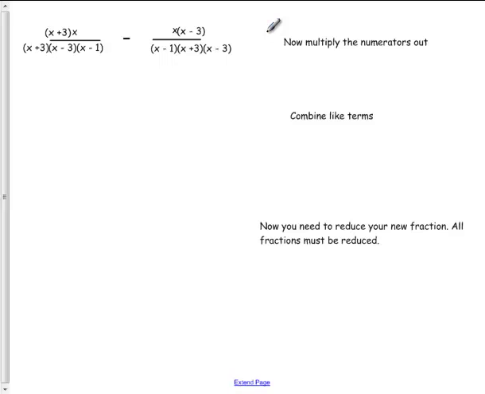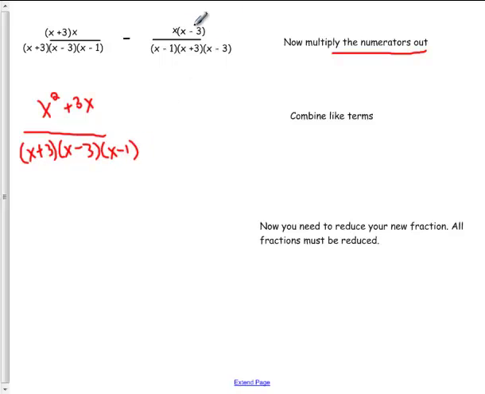Okay, now that we have this here, we have to multiply the numerators out. So up top I have x squared plus 3x. And on the bottom I have my x plus 3, I have my x minus 3, I have my x minus 1. Okay, over here I have my x squared minus 3x. And on the bottom I have my x minus 1, x plus 3, and x minus 3. Now you may be asking, how come I'm not multiplying the denominators out? And you'll see why in a minute.